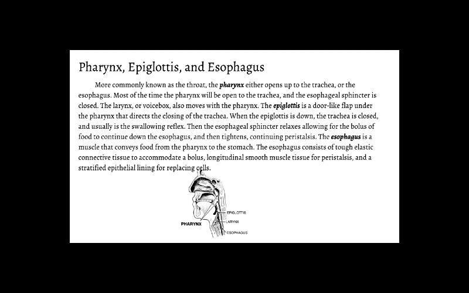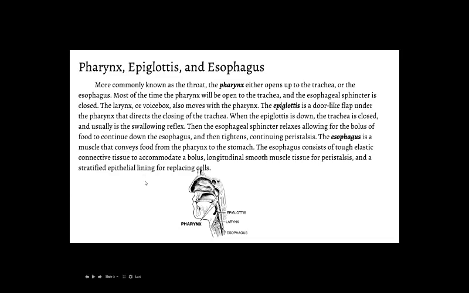And we need to talk about some of the tissues involved here. The esophagus is a muscle. It conveys food from the pharynx to the stomach. It consists of tough elastic connective tissue to accommodate a bolus, longitudinal smooth muscle tissue for peristalsis, and a stratified epithelial lining for replacing cells. I believe the epithelial lining is on the outside. Then comes the elastic tissue, and then the longitudinal smooth tissue.